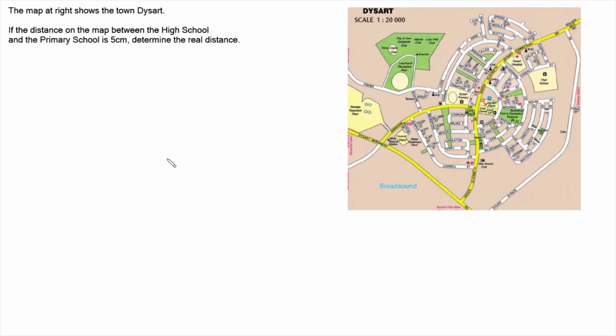Hi, in this video I'm looking at this problem where we've got a map of a town called Dysart, and we want to know if the distance on the map between the high school, which is here, and the primary school, which is here, is 5 centimeters. So someone's got a ruler and they've measured the distance between the two and obtained 5 centimeters for that distance. What is that in real life? So basically, how big is it from more or less one side of this town to the other?